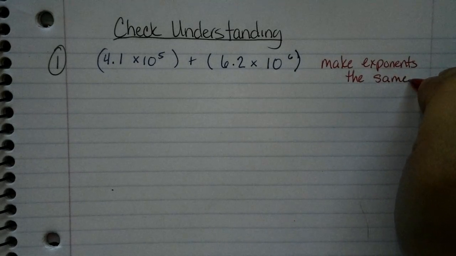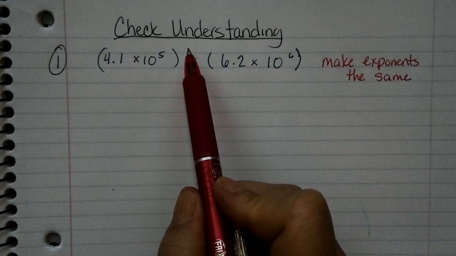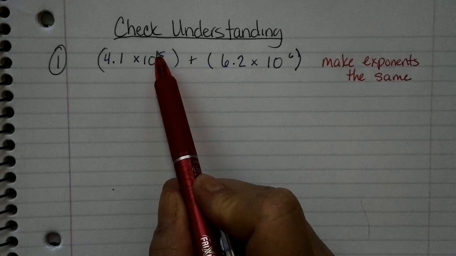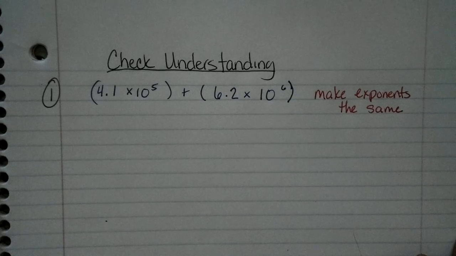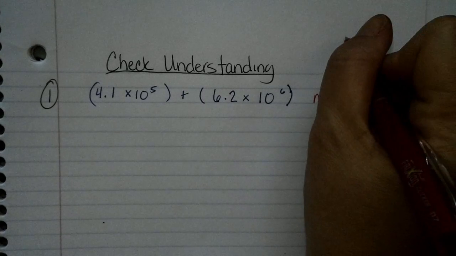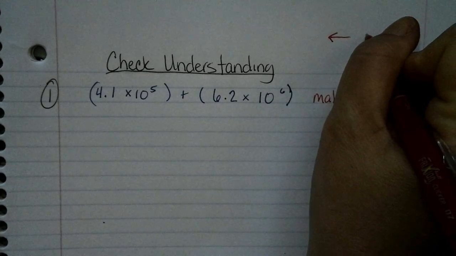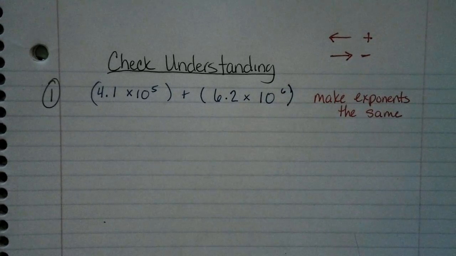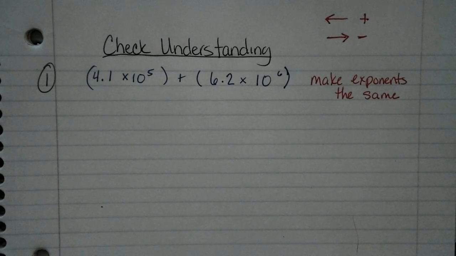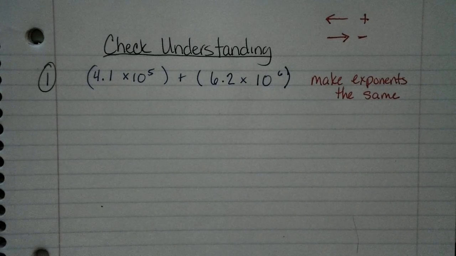So you can choose which one. You can make this one a 6, or you can make that one a 5. I am going to remind myself that if I move my decimal this way, I add to my exponents. If I move my decimal this way, I'm going to subtract from my exponents, just so I have a reminder and don't get myself all confused.